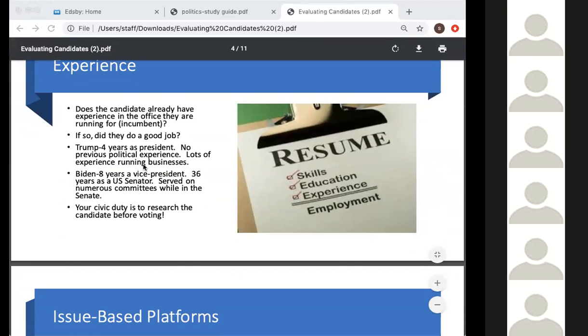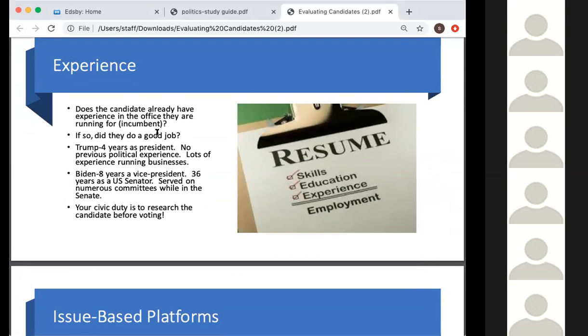Experience. Do they already have experience? Have they been in office before? If they've been in office, did they do a good job? What's their track record? There's actually a website you can go to called On the Issues, which I'll show you guys here in a moment. And you can actually look at Congress people to see how they voted on different laws.